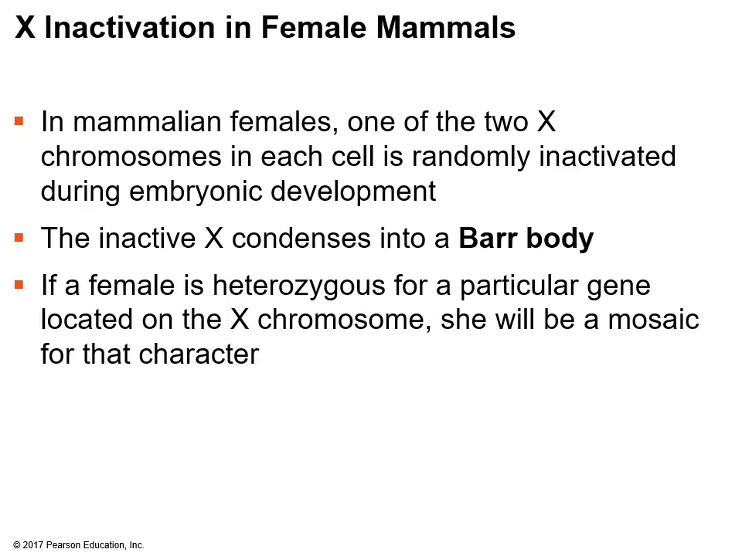Next, we will discuss X inactivation in female mammals. In early embryonic development, one of the 2 X chromosomes in each cell is randomly inactivated. The inactive X chromosome is called a Barr body, and if a female is heterozygous for a particular gene located on the X chromosome, she will be a mosaic for that character, meaning that she will express both of those phenotypes.